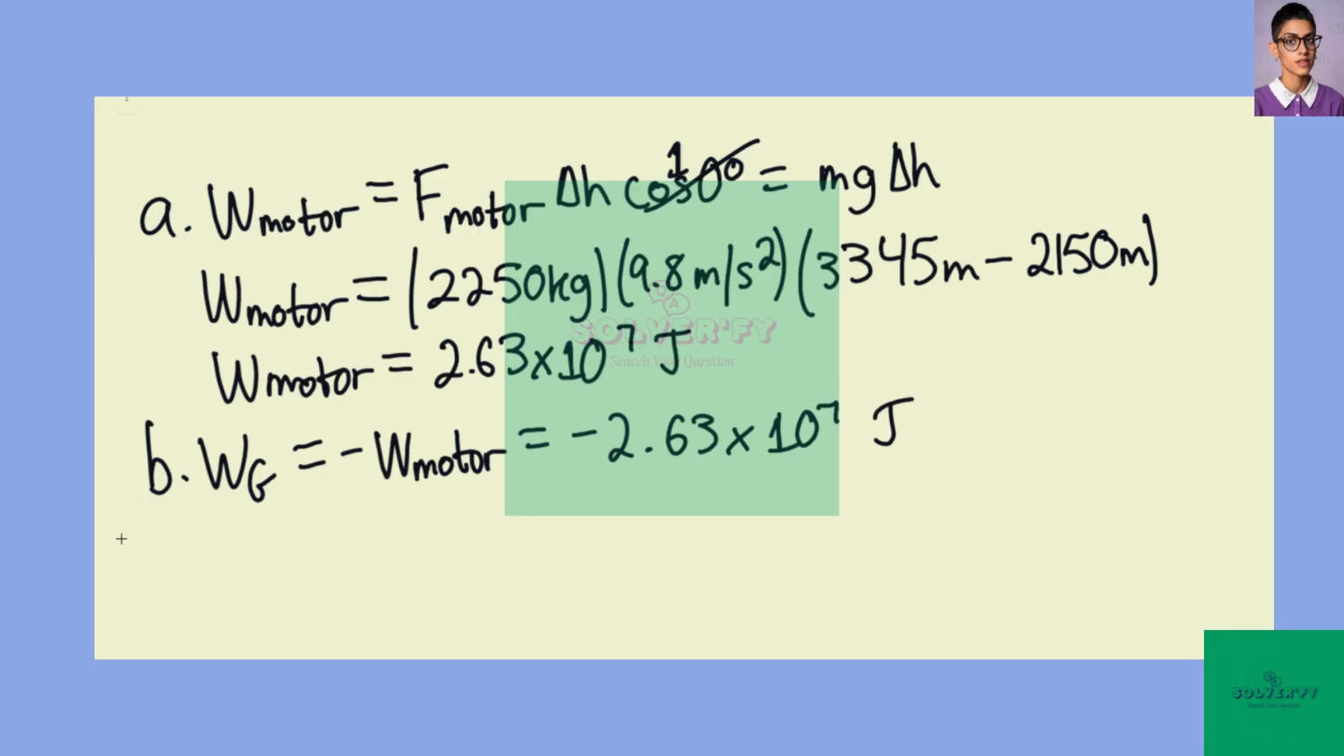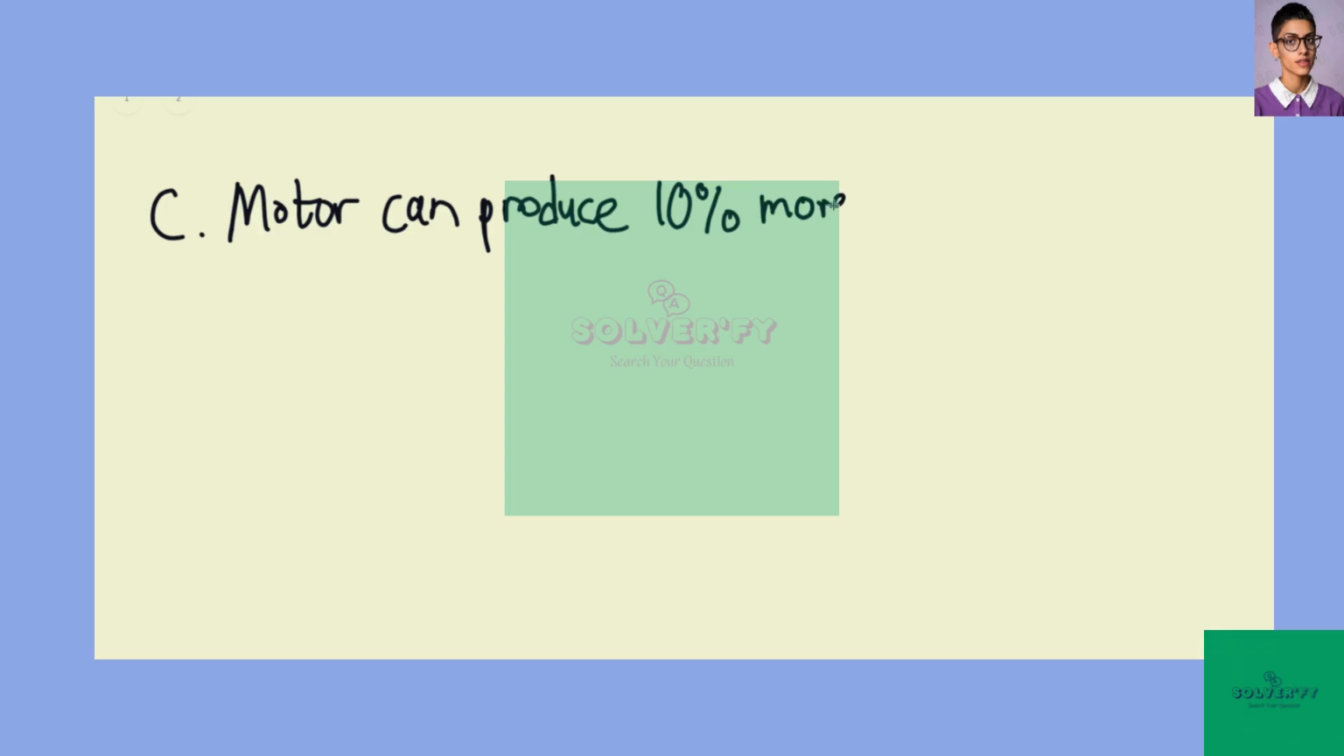Now here for part C, we can open up a new workbook. For part C, we know that the motor can produce 10% more work than gravity can. So we can say that the motor can produce 10% more work. So now we must find the acceleration.